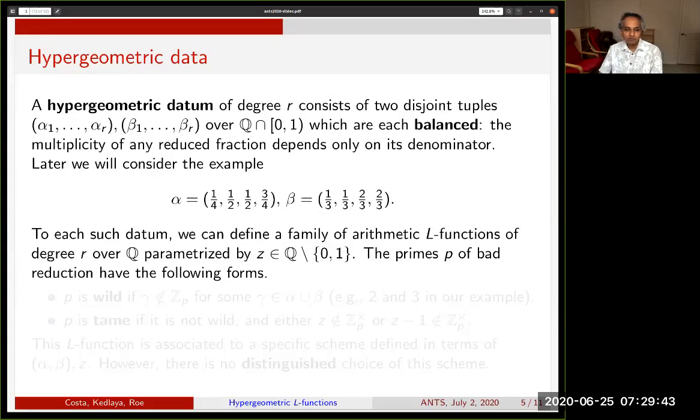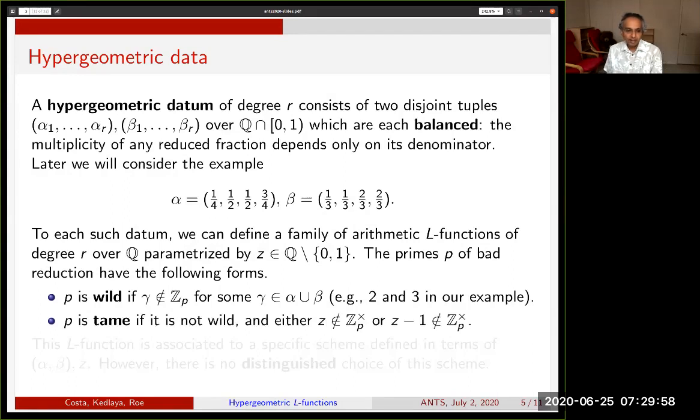There will be certain primes of bad reduction that do not depend on z. These are called wild primes. These are primes at which the alpha and beta parameters are not all p-adically integral. In this example, 2 and 3 are the wild primes. And then there are some additional primes of bad reduction that depend on z. These are the primes where either z or z minus 1 is not a p-adic unit.